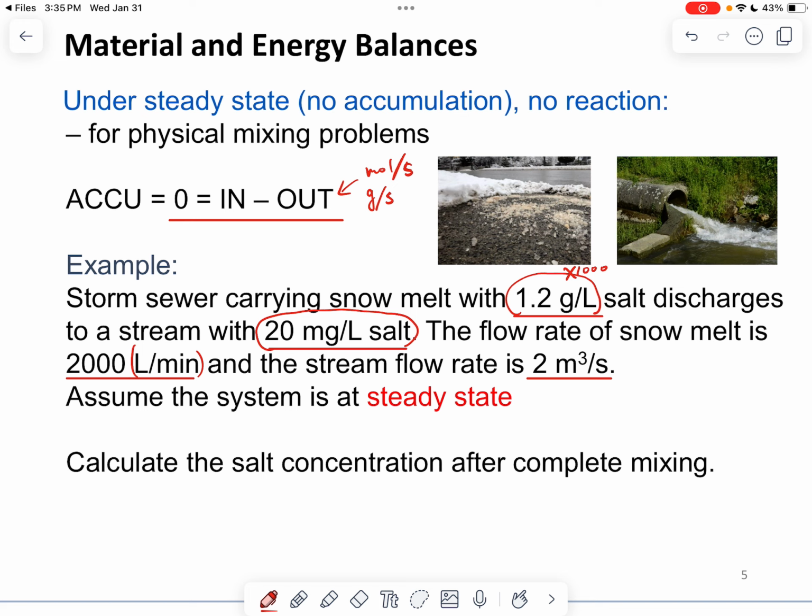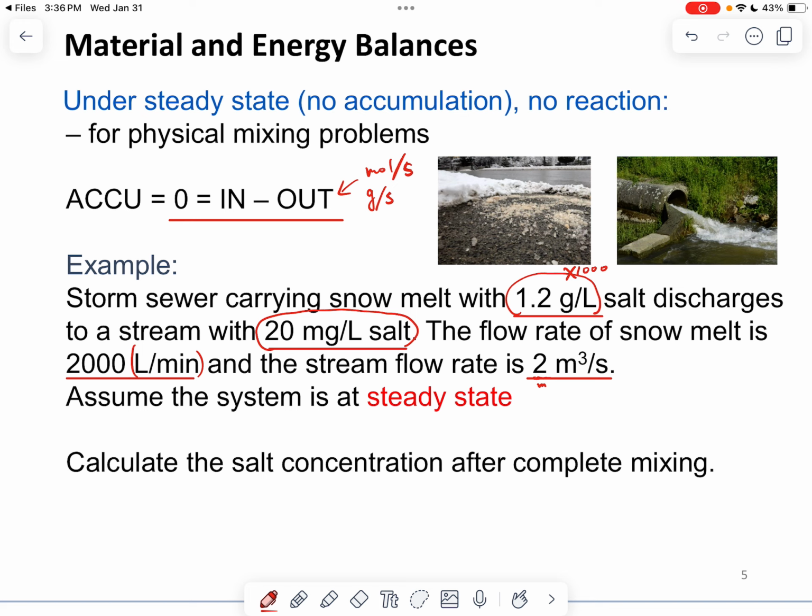If you directly look at the number, again, 2,000 is bigger than 2, but for the stream flow, it's using meter cubed. That will make this flow rate 2,000 liter per second. And again, here it's using per second, while here it's using per minute, right? If you consider everything to be per minute, then you need to further multiply this flow rate by 60, because you're considering the flow rate over a longer time.